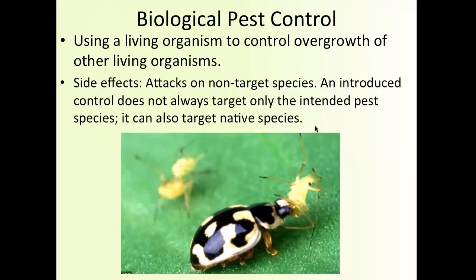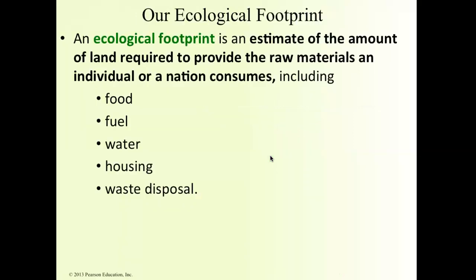in the long run. All right, so let's talk about the next section here, ecological footprint. What is our ecological footprint? It is the estimate of the amount of land required to provide the raw materials that an individual or a nation consumes, including your food, the fuel, water, housing, waste disposal. So basically, how much land do you need to give you all the things that you require for your life? Okay, that's your ecological footprint.